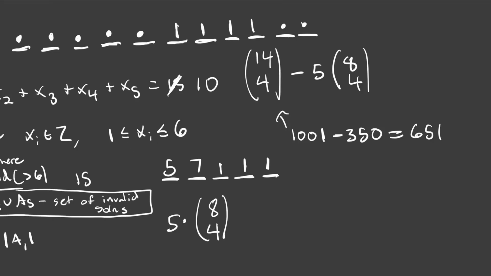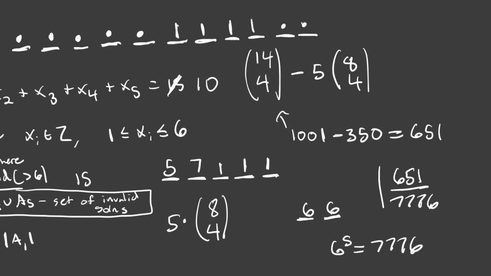But how many total ways are there to roll 5 dice? Well, any dice can take 6 values. The second dice could take 6 as well. So it's just going to be 6 times 6 times 6 times 6 times 6, 6 to the 5th, which is going to end up equaling 7776. This is the number of ways we can sum to 15. This is the total number of ways we can roll 5 dice. So therefore, our probability is going to end up being 651 over 7776. That's the final answer.